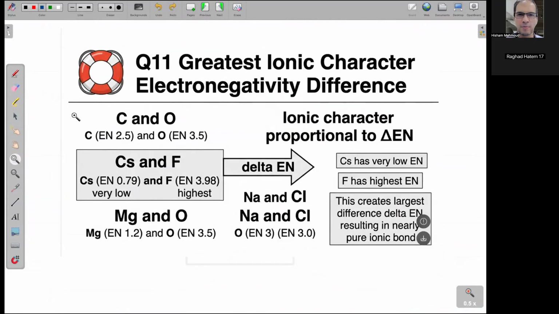Okay, so I know that F has one of the highest electronegativity values, almost 3.98 or 4, and cesium has a very low one. This is the lowest, right? So the difference between the highest and lowest will most probably give me the biggest difference in electronegativity. We call it the delta N, the electronegativity difference. Okay.